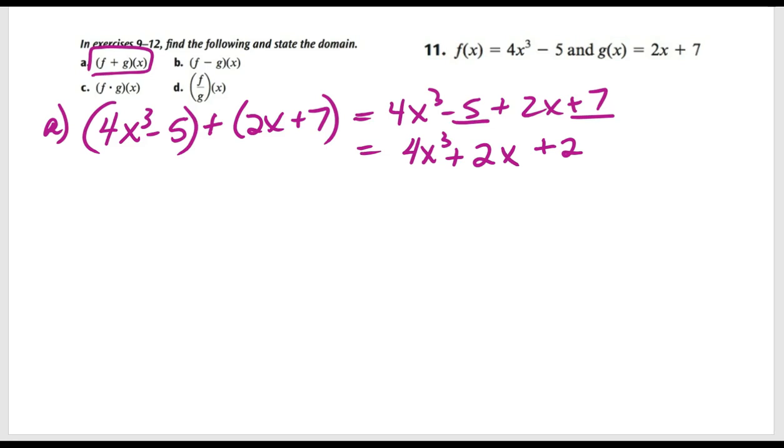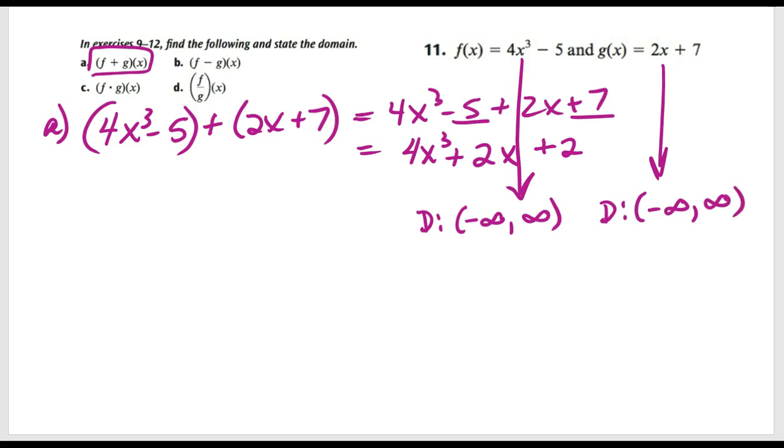Now, for our domain, we have to consider the two functions. Our domain of f of x, this is a cubic. So we know a cube function has -infinity to +infinity as its domain. Our g of x function is a linear function. So it also has a domain of -infinity to +infinity. Therefore, our domain of our combination, adding, subtracting, or multiplying, will be -infinity to +infinity. That's where they overlap.